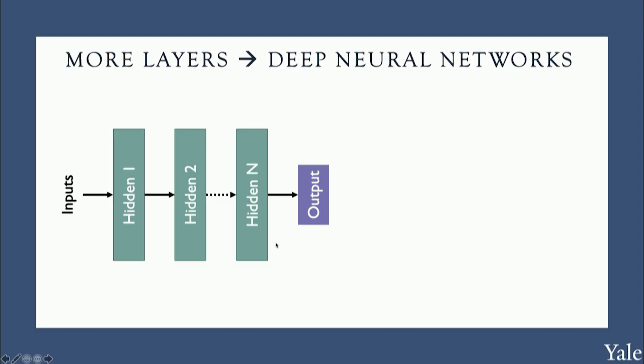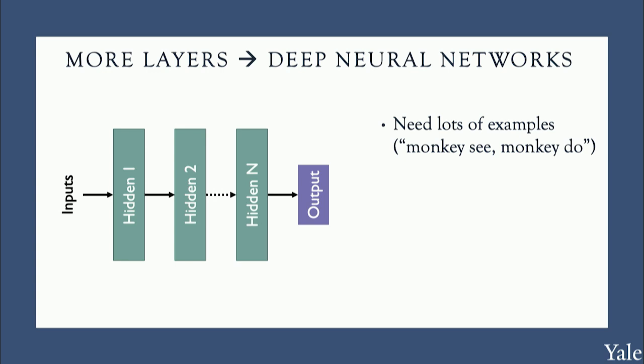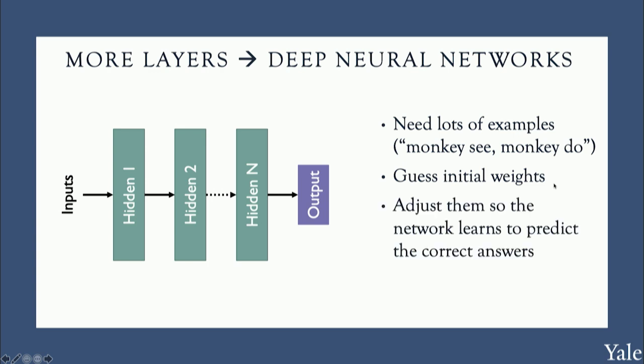Now, the network we just saw had one hidden layer between the input and output layers, and this is called a shallow neural network. If we add more layers, this is called a deep neural network. And deep networks allow for modeling the more complex nonlinearities. So to learn the weights of a deep neural network for a particular problem, we first need to gather lots of training examples. Then we need to guess the initial weights and adjust these weights so that the network learns to predict the correct answers. And these adjustments are going to be automatically computed using what's called the backpropagation algorithm.